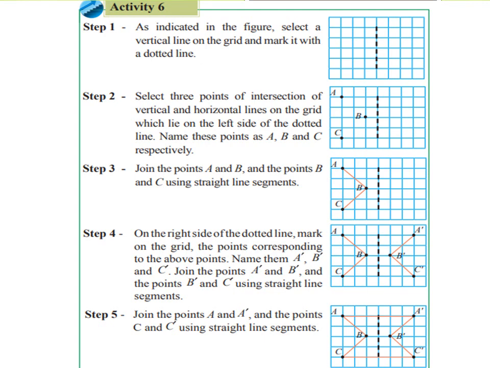And then match A with a comma on the top with B with a comma on the top, and B with a comma on the top with C with a comma on the top. And then again match A with A with a comma on the top, and at last match C and C with a comma on the top. Then this image will be successful.